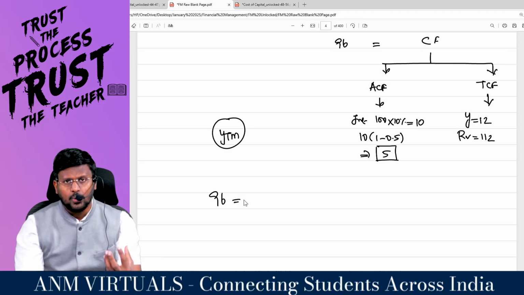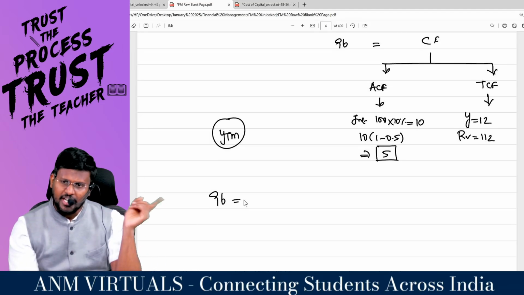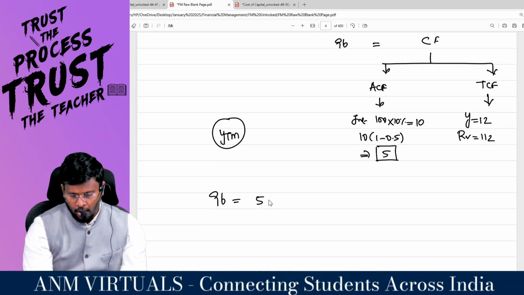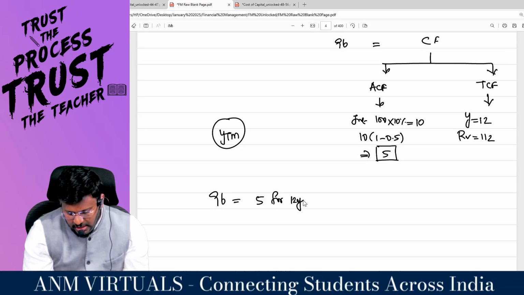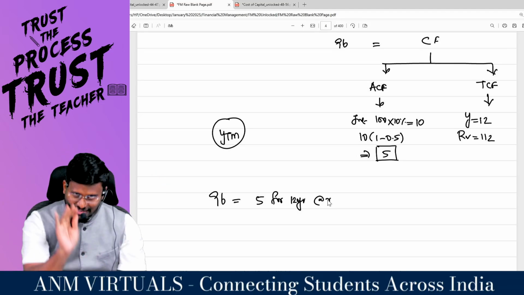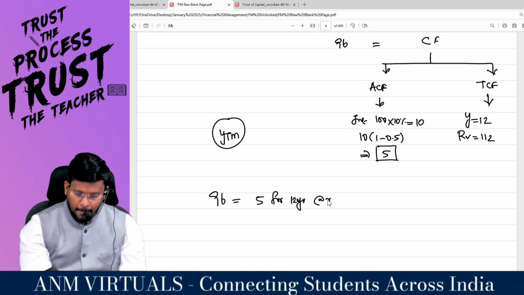This should be equal to the present value of its future cash flows. Future cash flow means you will get rupees 5 for how many years? 12 years, at some rate, only God knows what the rate is. That rate is only KD.